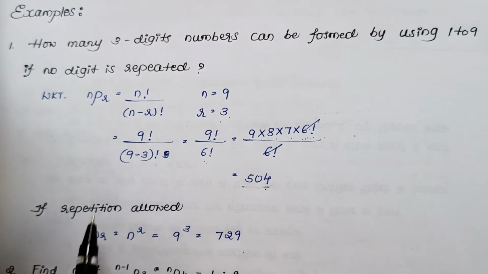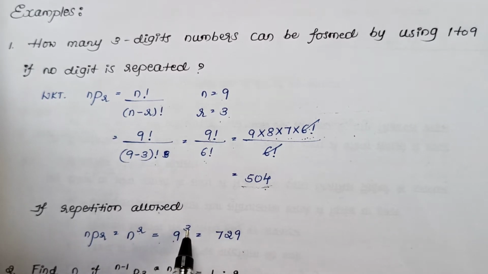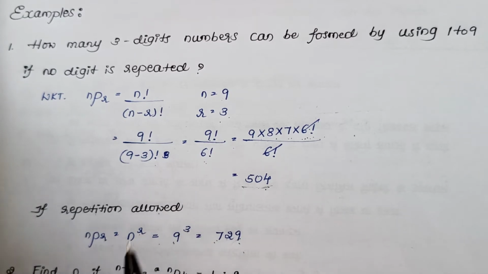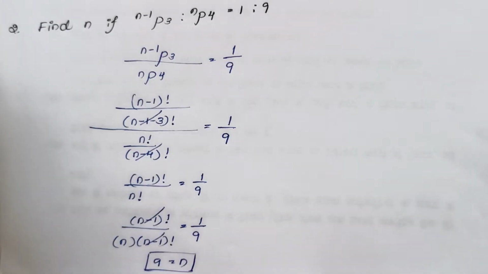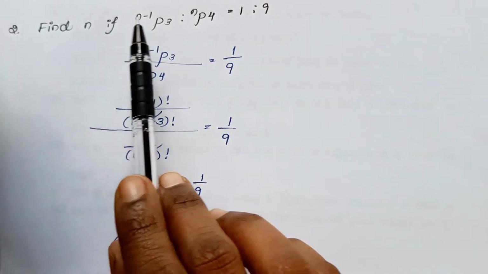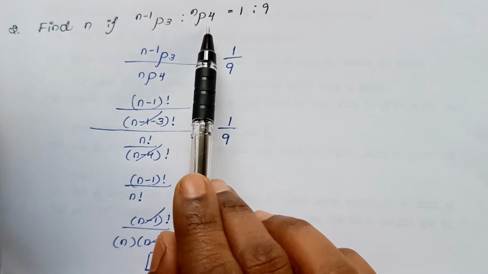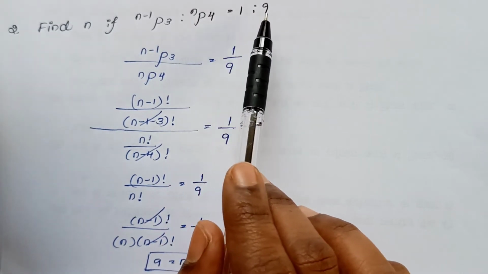What if the repetition is allowed? If repetition is allowed, then the formula is nPr is equal to n to the power r. So we have n is equal to 9 and r is equal to 3. So 9 cube is 729. So 729 3 digit numbers can be formed. Next one, find n if (n minus 1)P3 is to nP4 is equal to 1 is to 9.